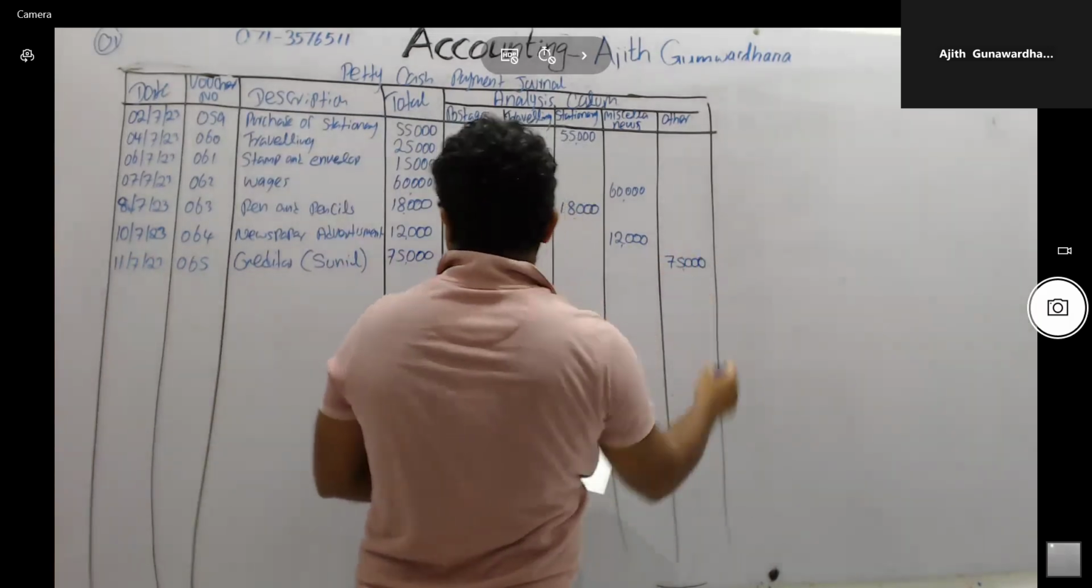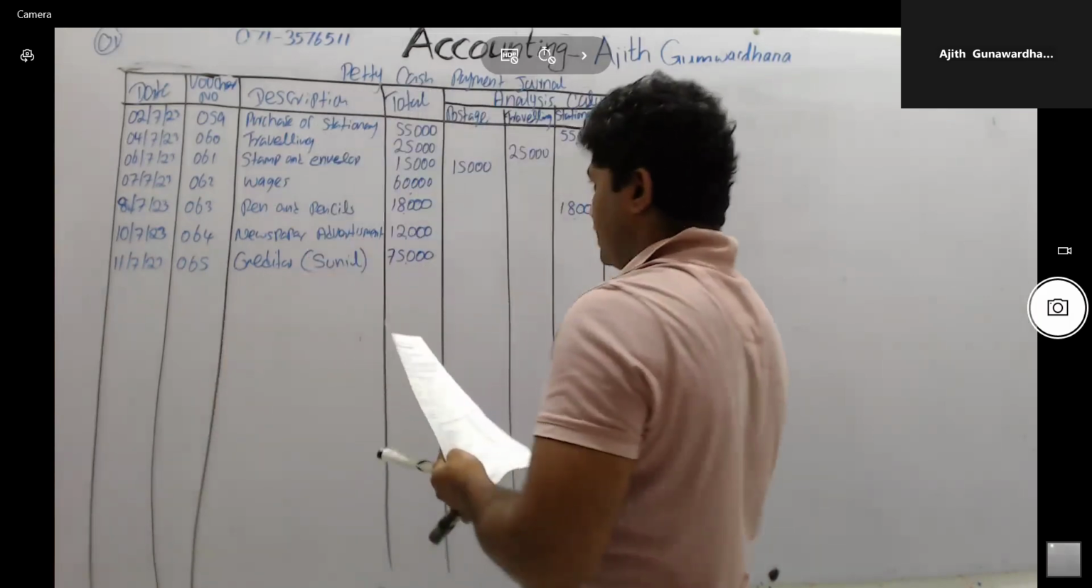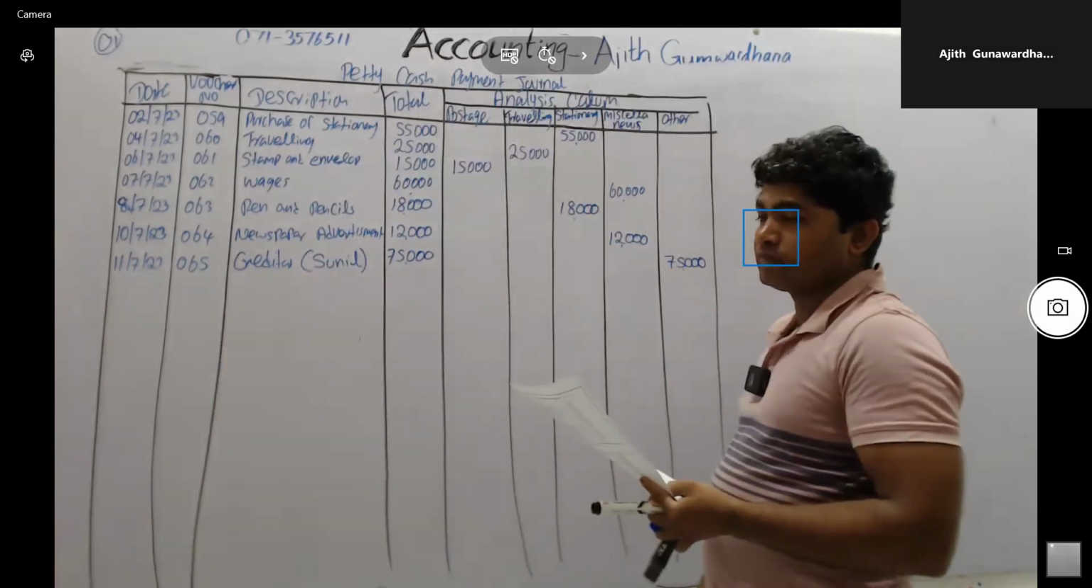Think petty cash payment journal. A small amount of expense paid in cash should be recorded normally.